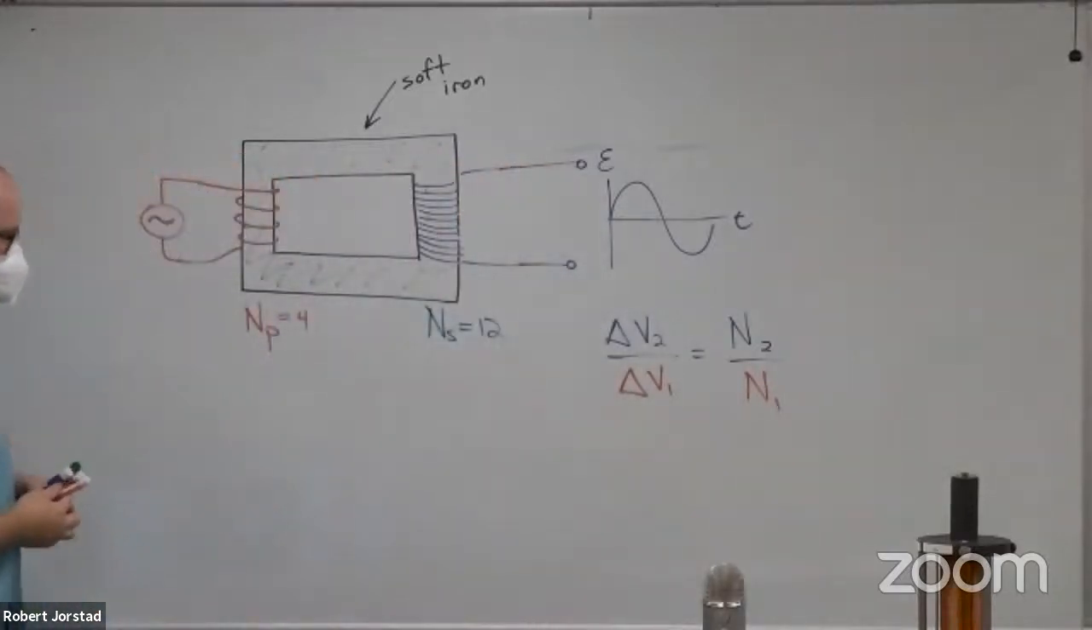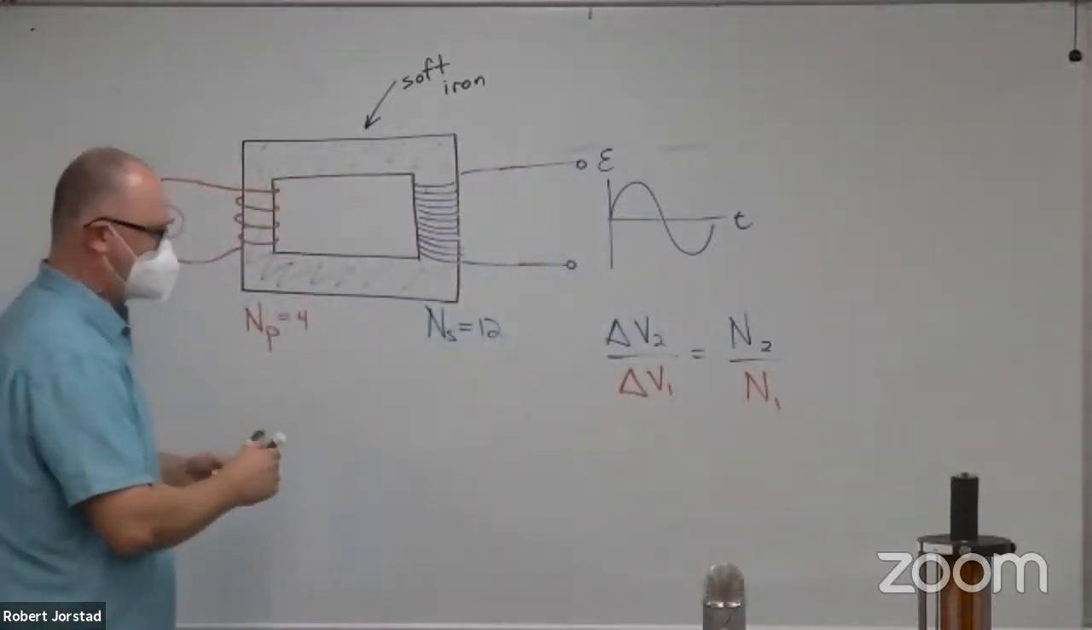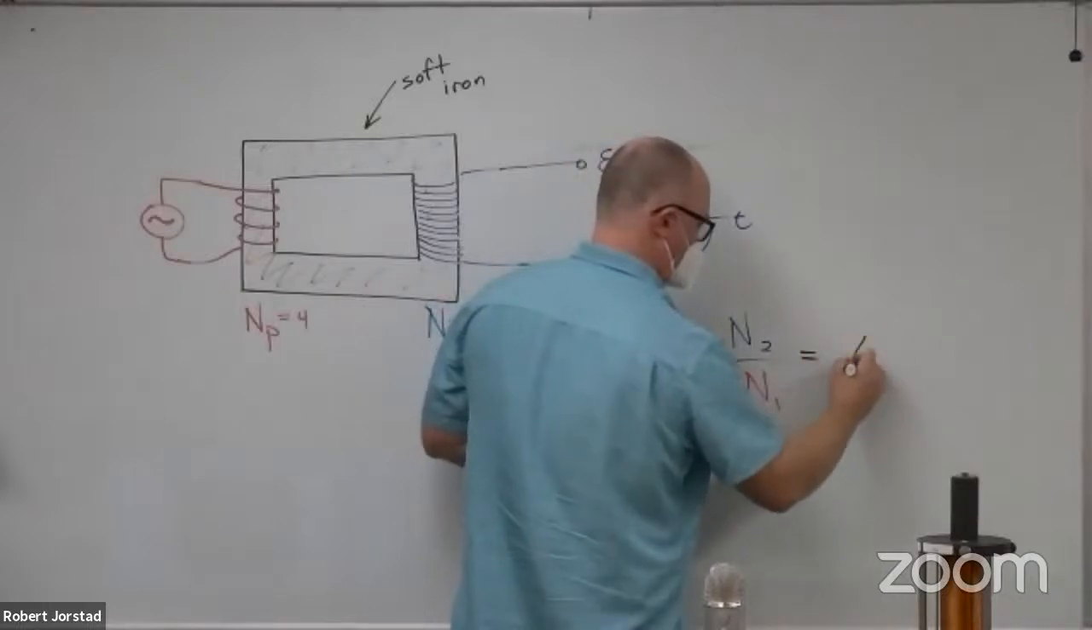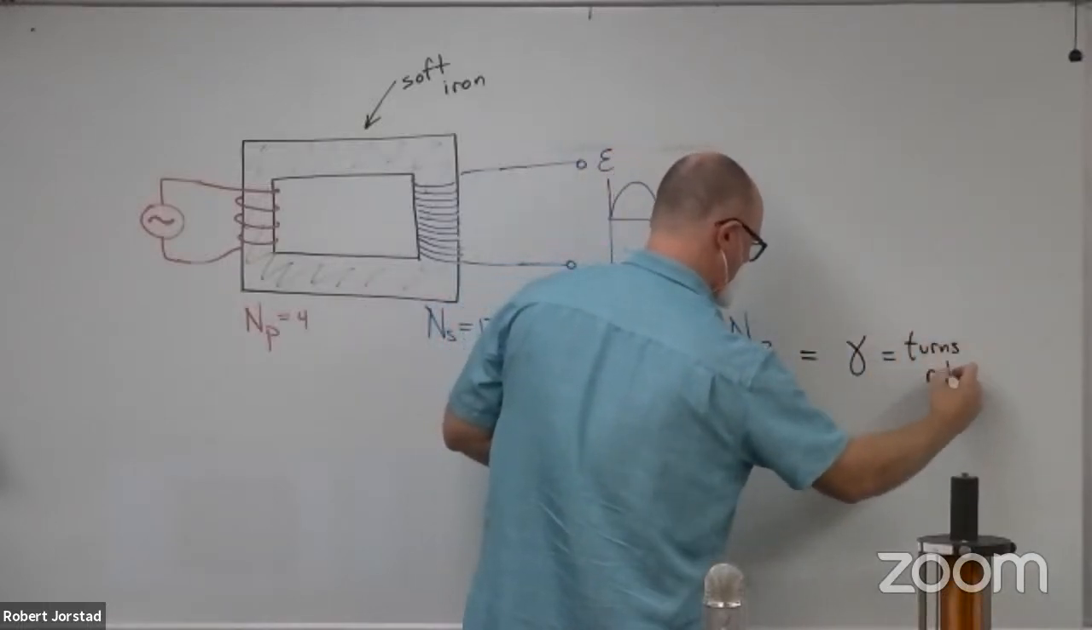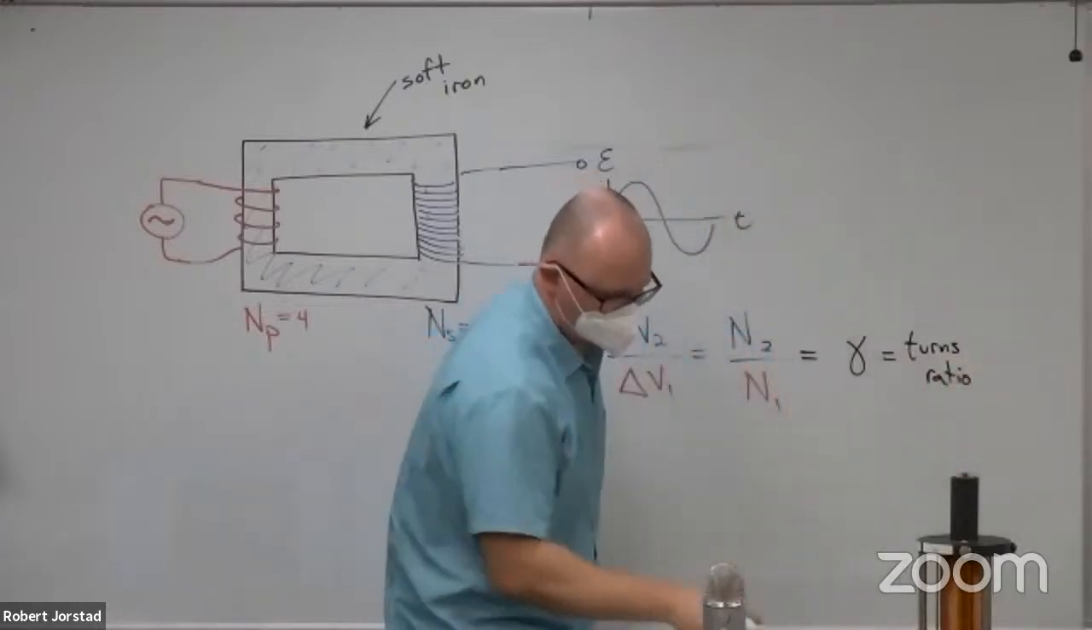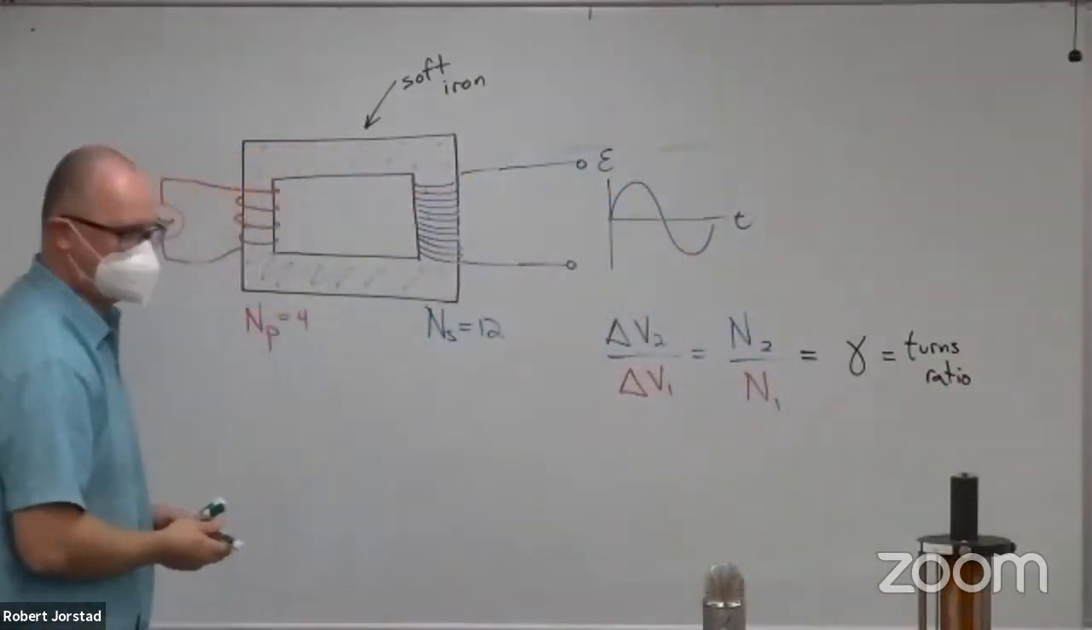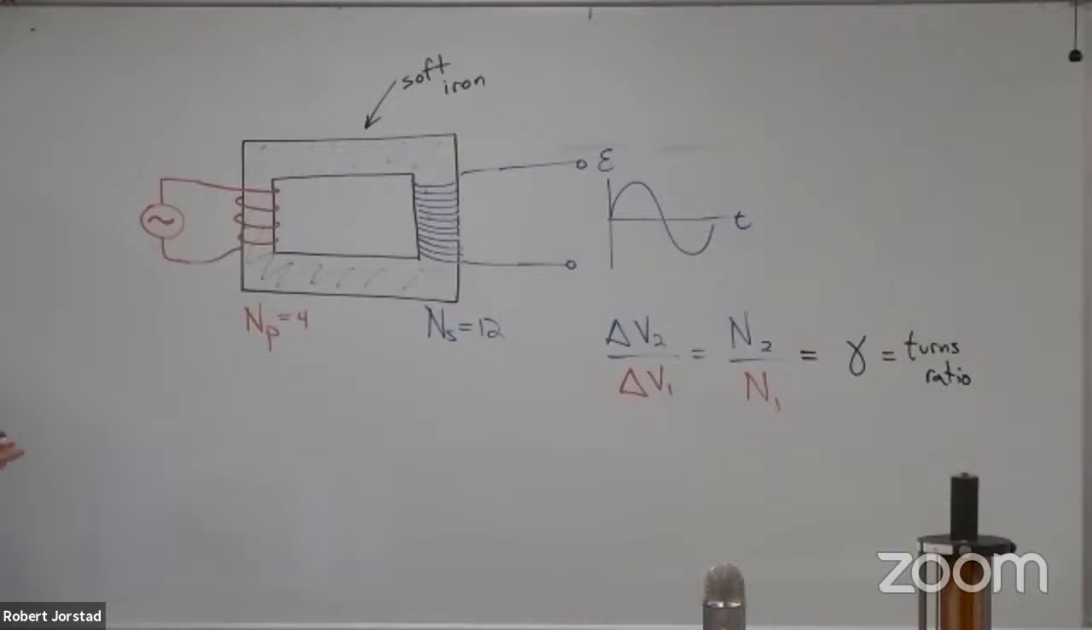What's fundamental is this term here, it's called gamma. It's the turns ratio. All right, hopefully I had that in there. Gamma, fish swimming down. That's good. Yeah, gamma, fish swimming down.